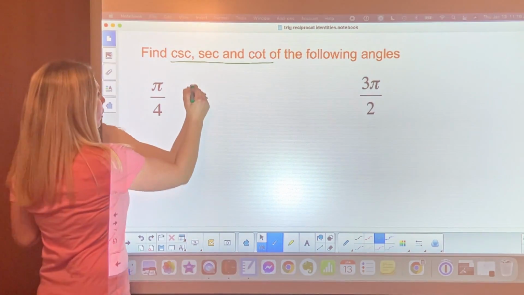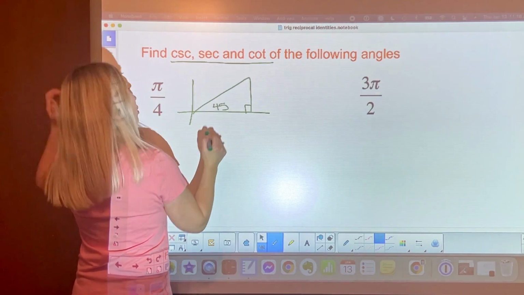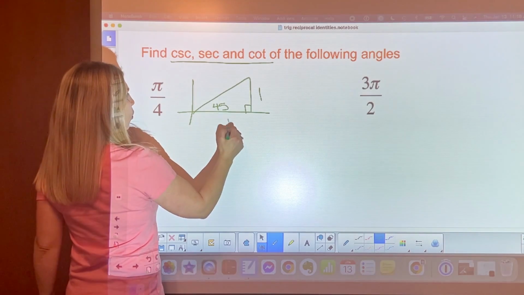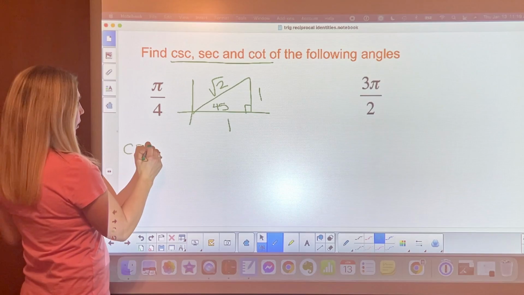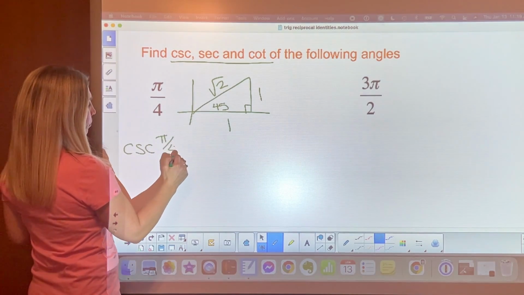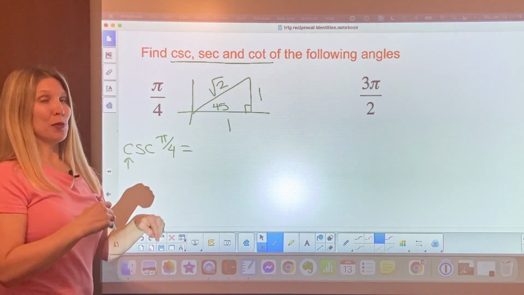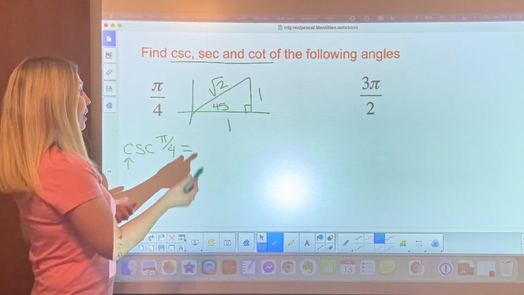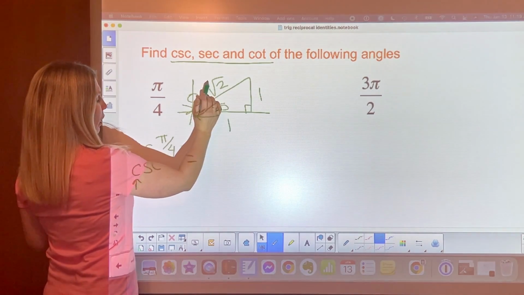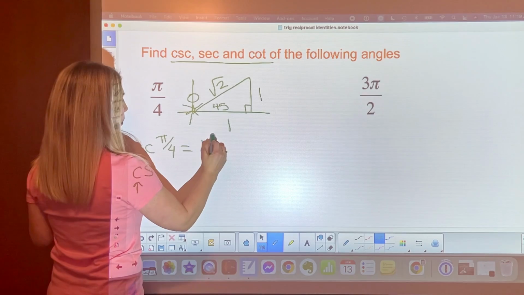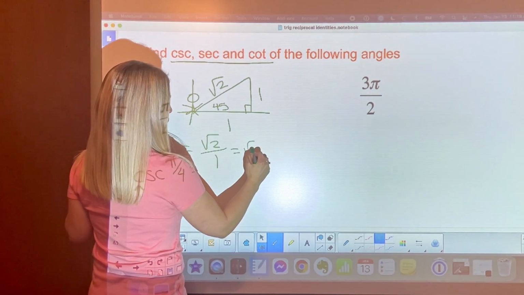So pi over 4 is in quadrant 1. That is a 45-degree angle, which means our side labels are 1, 1, square root of 2. So now we're going to find cosecant of pi over 4. And remember, cosecant starts with the C, which means its reciprocal is sine. Sine is, remember, you're always standing in the corner. Sine is opposite over hypotenuse, which makes cosecant hypotenuse over opposite. And of course, that will reduce to the square root of 2.